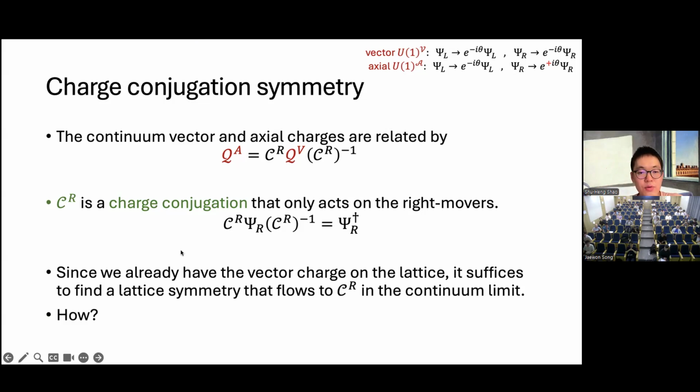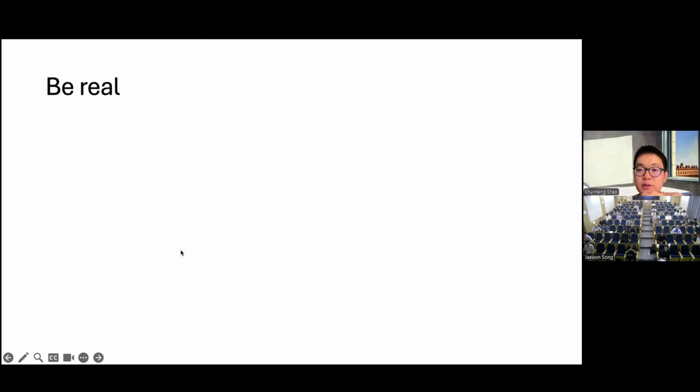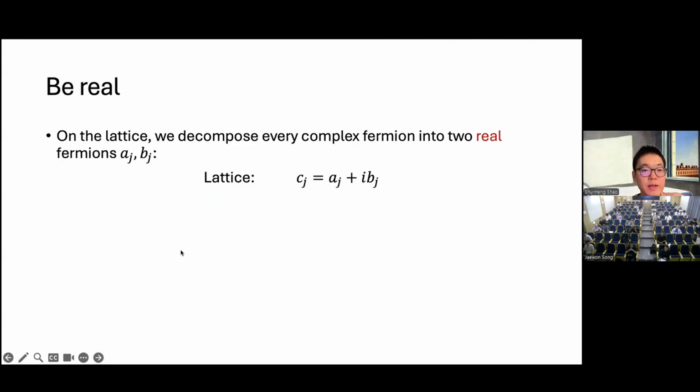Now, in all three parts of the talk, we only have one trick. And that one trick is just to be real. We start with the complex fermion lattice model. And the trick is to decompose that complex fermion into two real fermions. So I'm going to write c_j, the complex fermion, as a_j plus i b_j, where a_j and b_j are two Majorana fermions per site. So they are self-adjoint operators. In fact, this is largely inspired by Kitaev's seminal paper on the Majorana chain.